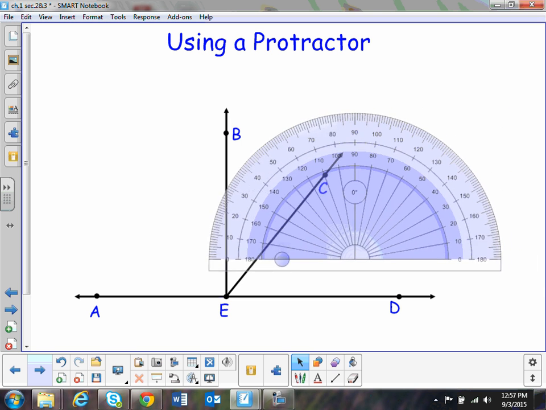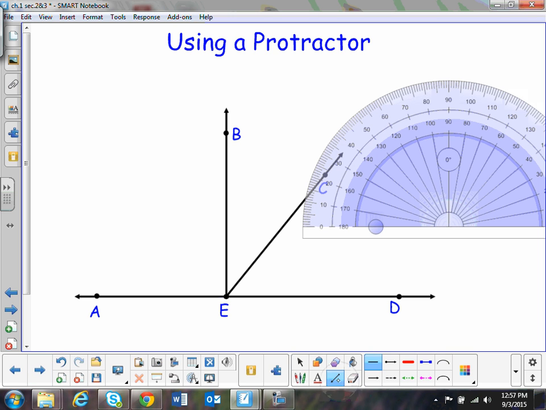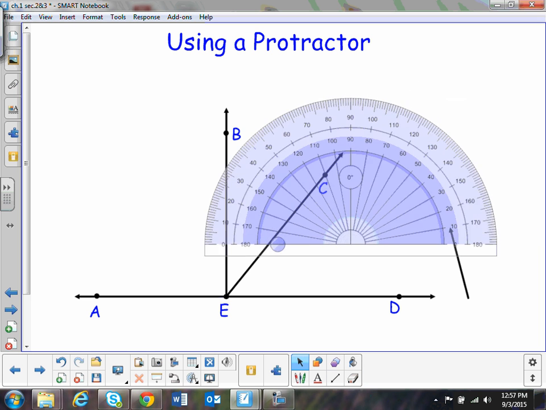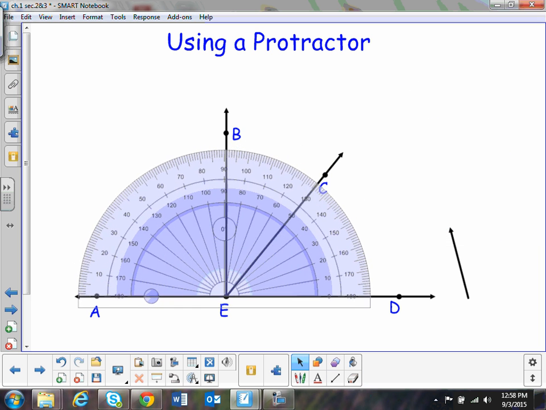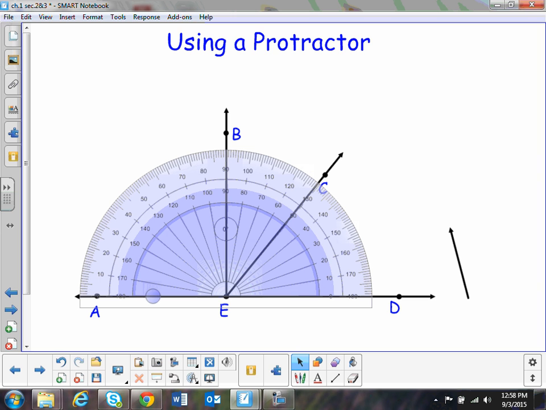The way you want to measure them, you want to put this point right here and that point on the vertex. In this case, our vertex is at E. So we're going to place our protractor like that. Looking at these angles, the measure of angle AEB is starting at this 0 right here on the outside numbers. The outside numbers all the way to the top, it's 90 degrees.